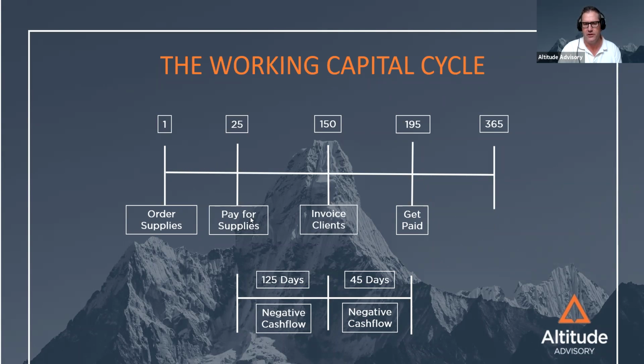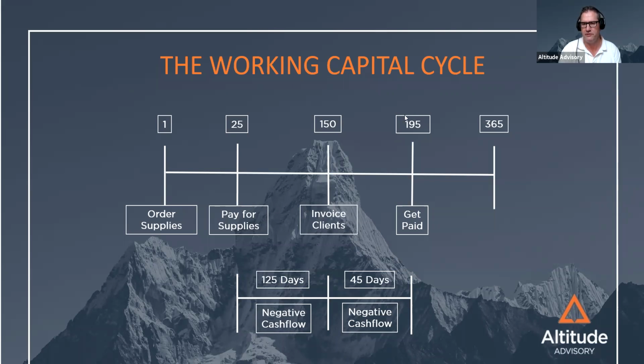We then do stuff with those supplies. They go into stock, you create work in progress, and then at day 150, you sell those goods and you invoice your clients. Okay. And as we can see here, between day 25 and day 150, we've got negative cash flow that we need to carry for 125 days. So we paid for our goods here, we sold them over here, and we got 125 days of negative cash flow until we make a sale.